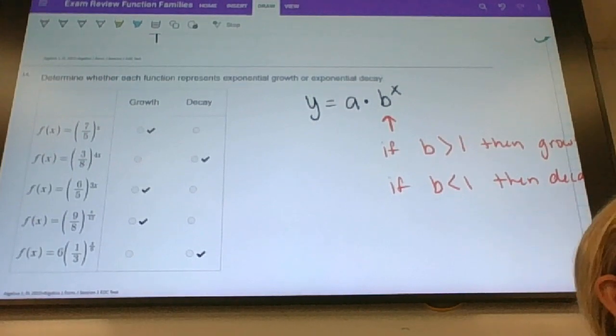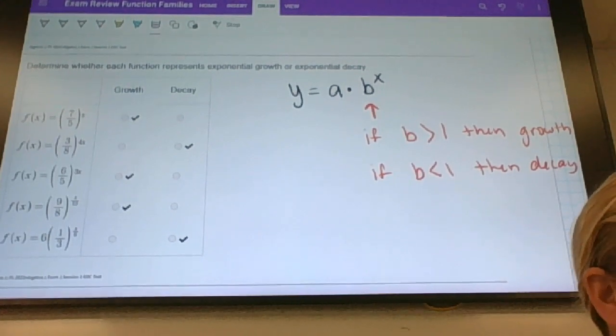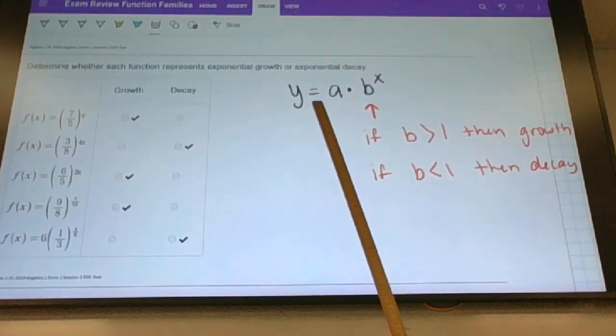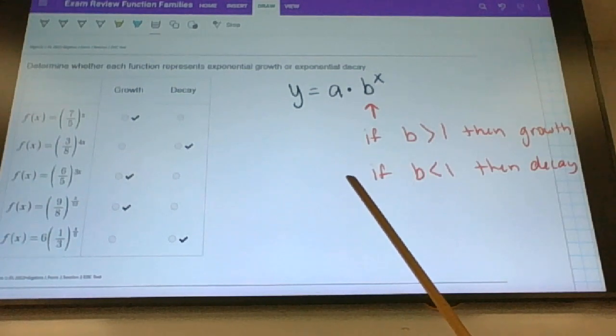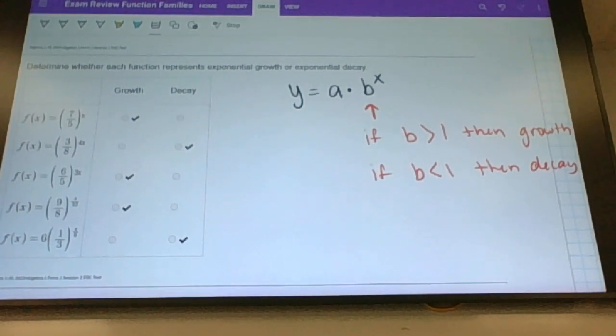Domain, all real numbers? Yes. Range is a little more complicated. Okay. This is an exponential function. This was the credit card problem that we did. The graph of an exponential equation typically starts low and ends high, like that.